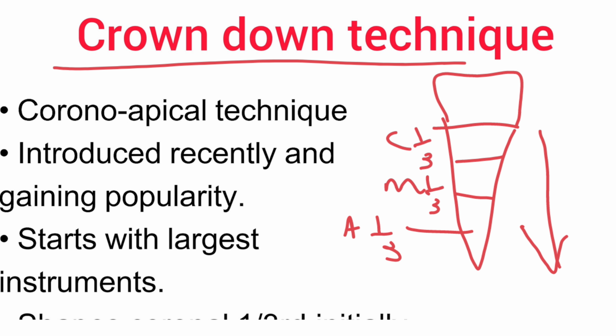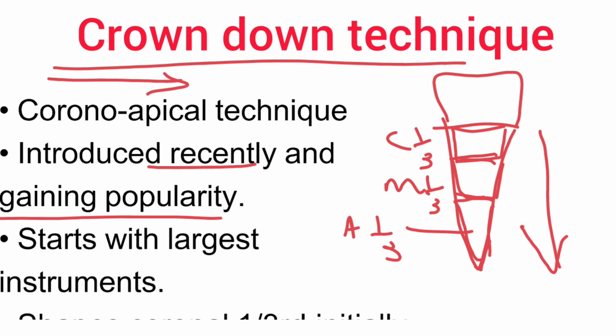So we follow the crown down technique. First we prepare this coronal area, then we prepare this middle area, then we prepare this apical area. So here we follow a sequence from the coronal part to the apical portion. This crown down technique is recently added and it is gaining popularity among dentists because of its easy application.